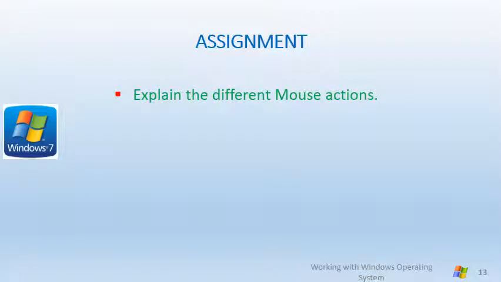Next, today's assignment question is: explain the different mouse actions.